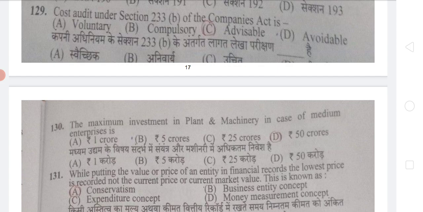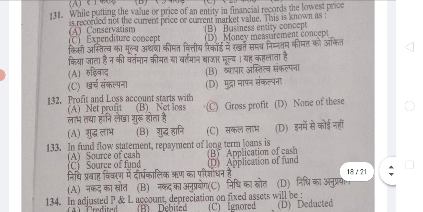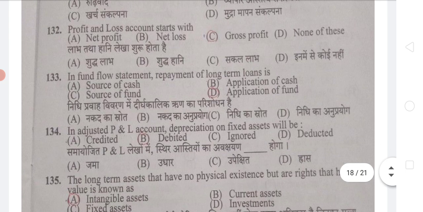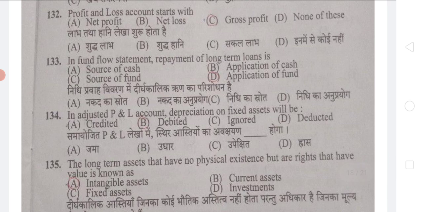While putting the value or price of an equity in financial records, the lowest price is recorded, not the current price or current market value. This is known as conservatism. Profit and loss account starts with C. Gross profit. In fund flow statement, repayment of long-term loan is D. Application of funds.